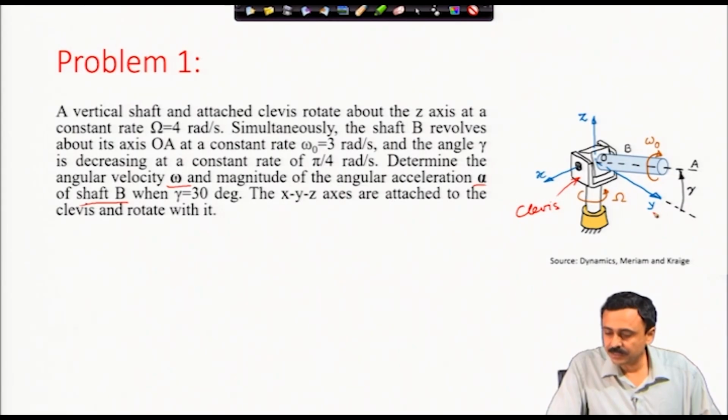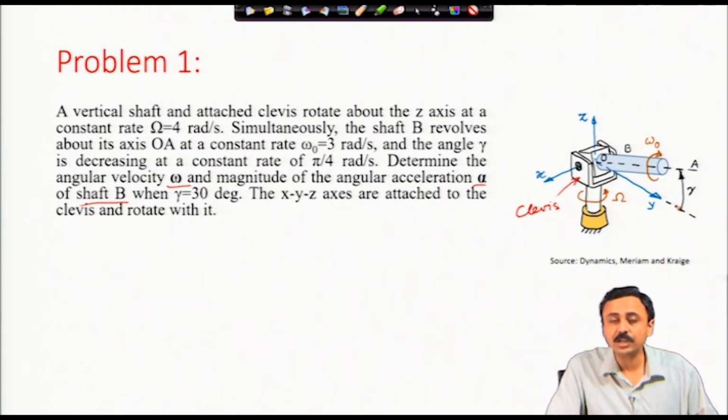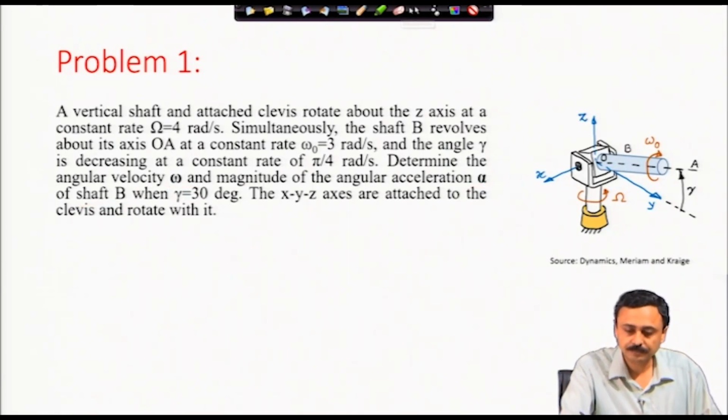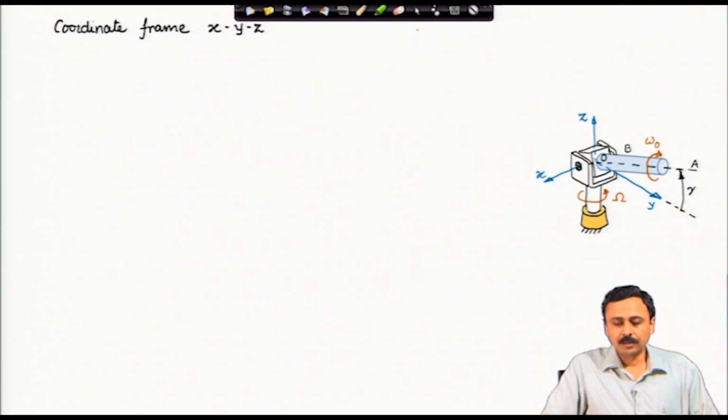The x, y, z axis is fixed to the clevis and it is oriented like this, that z is in the vertical direction, x is the direction about which the shaft is changing its inclination, and y axis completes the right handed coordinate system. We will use this coordinate system x, y, z. Now, note we have shifted away a little bit from our frame that we were using for our prototype problem.